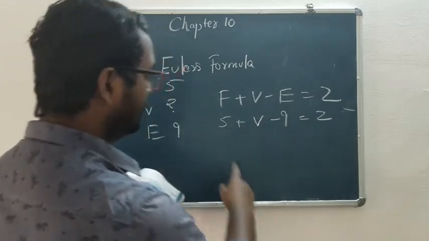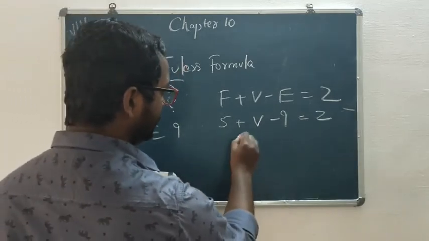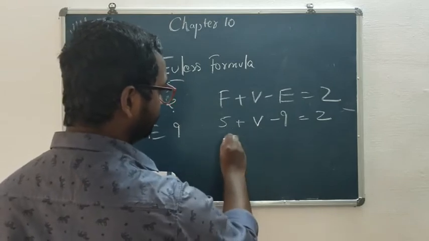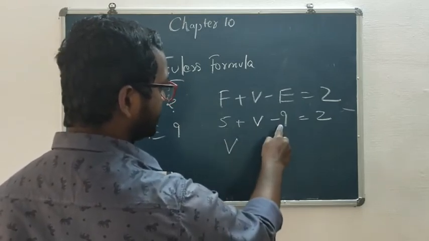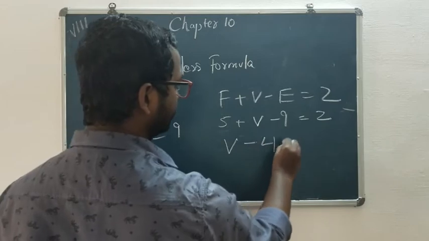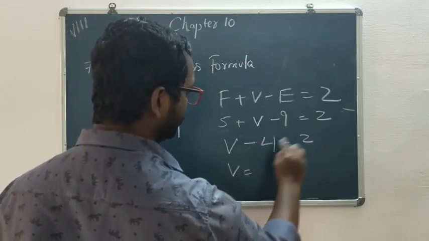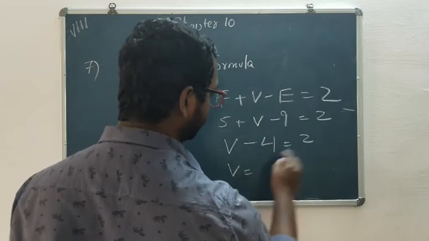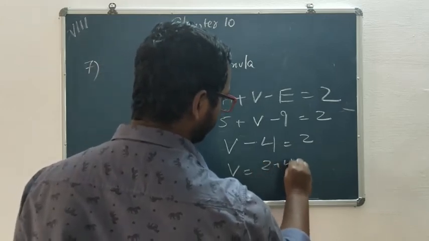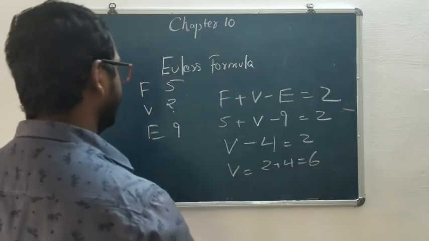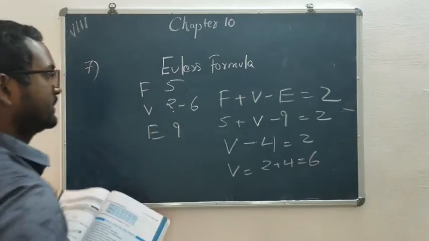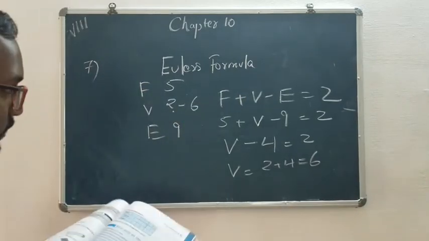That's how it works. So 5 plus, keep the V here, plus 5 and minus 9 gives minus 4 is equal to 2. V is equal to 4. If you took it from here to there, you will get 2 plus 4, which is equal to 6. So the answer is 6. Now if you want to verify it, we can verify.